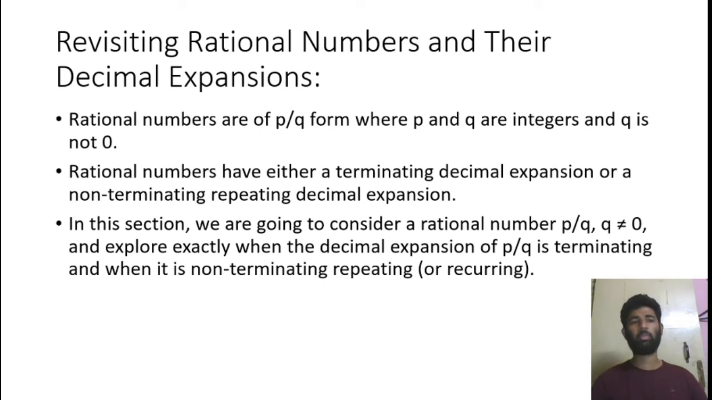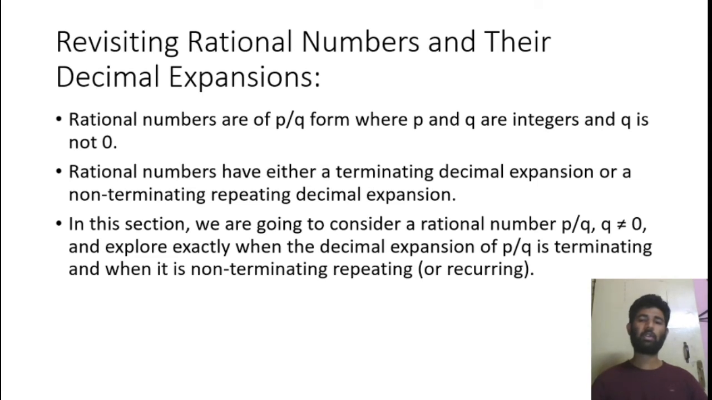Now coming to the second topic, revisiting rational numbers and their decimal expansions. Let us recall, rational numbers are numbers which can be written in the form of p by q, where p and q are integers and q is not equal to 0. Rational numbers have either a terminating decimal expansion or a non-terminating but repeating decimal expansion, unlike irrational numbers, which are always non-terminating and non-repeating.